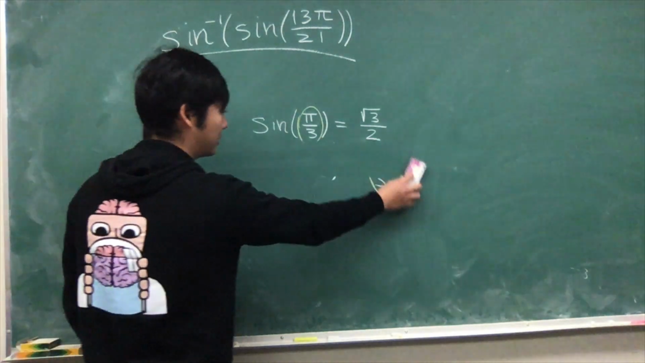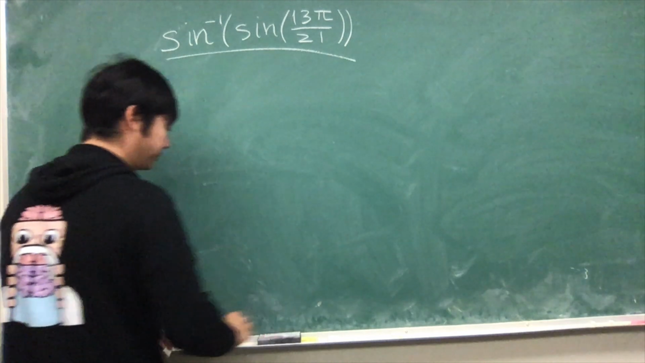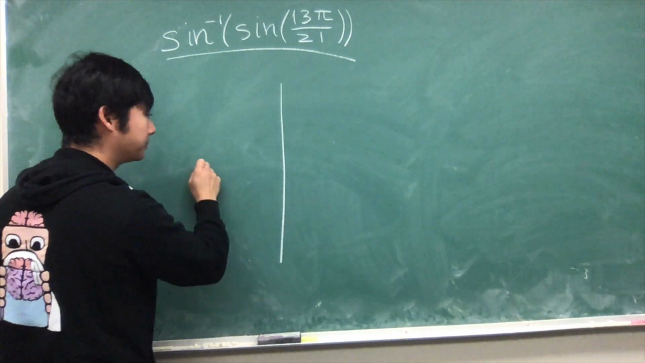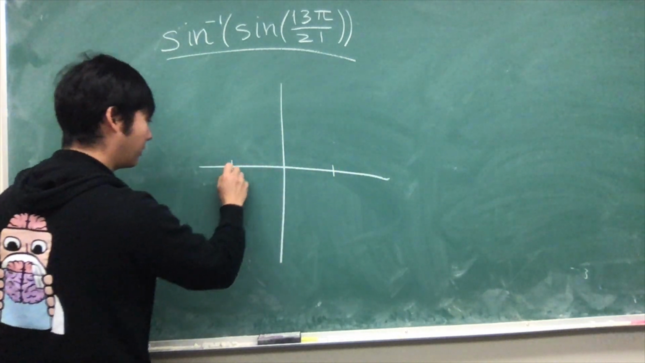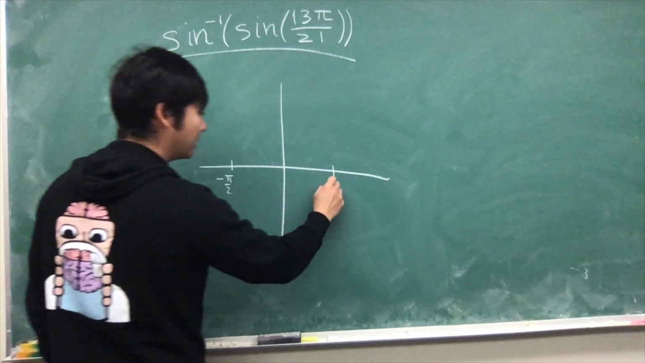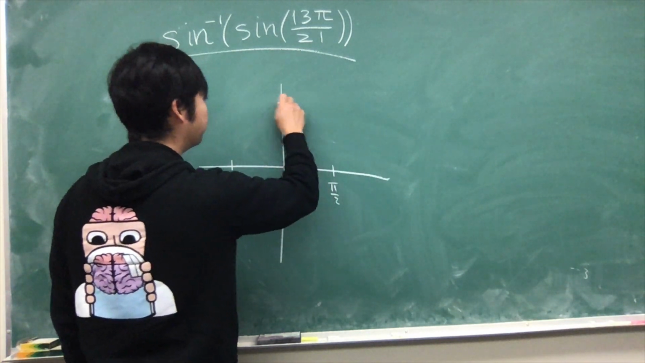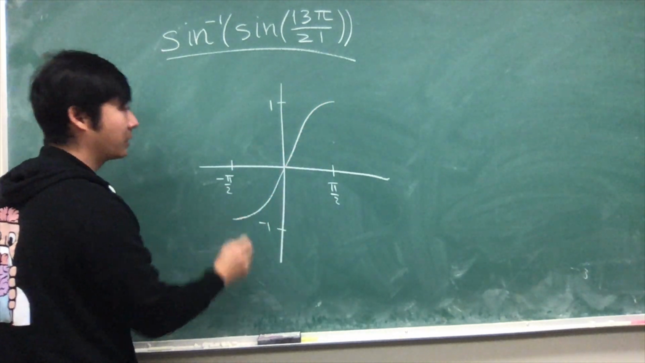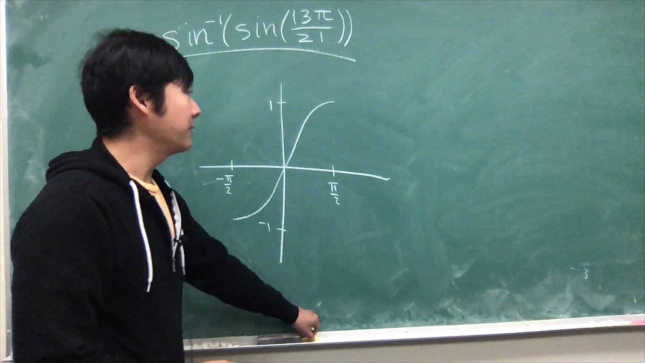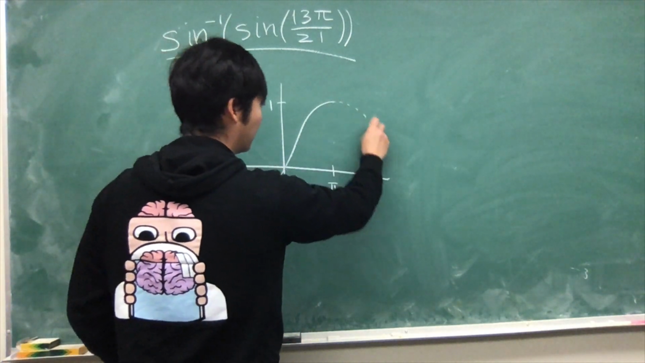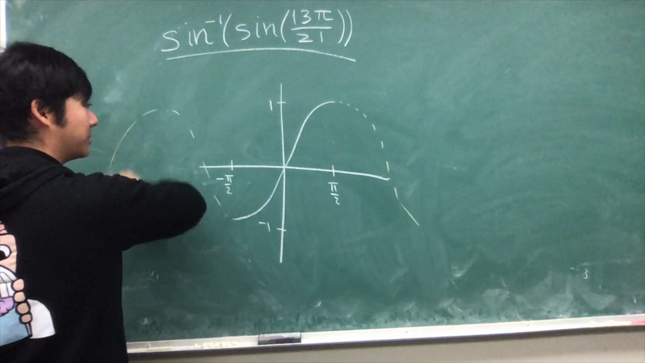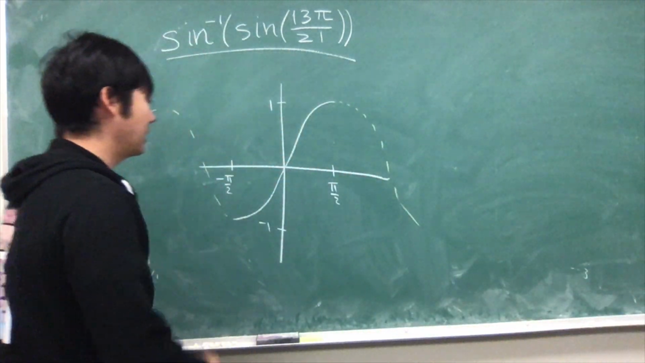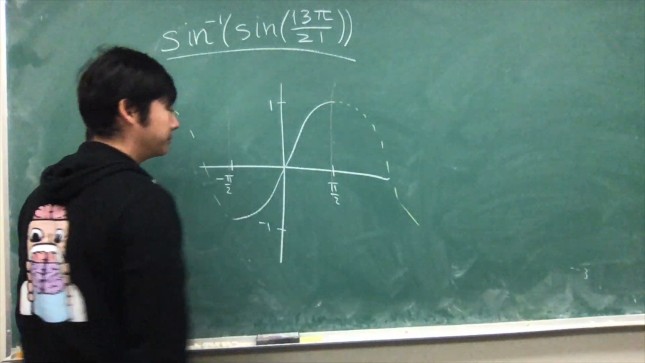But the inverse function is not defined everywhere. The inverse function is only defined from negative pi over 2 to pi over 2, because this is a piece of the sine function that is 1 to 1. So sine keeps going, but the portion that's 1 to 1 is the portion that's restricted here.